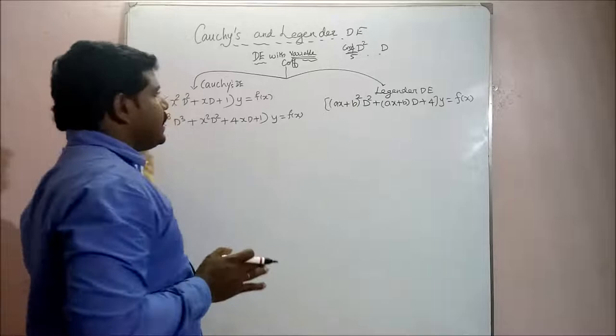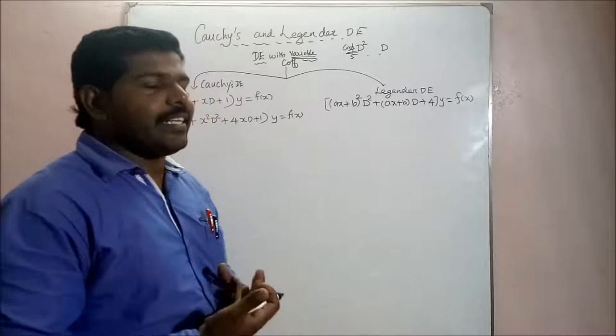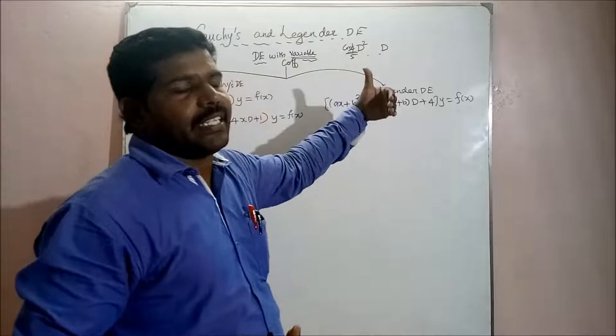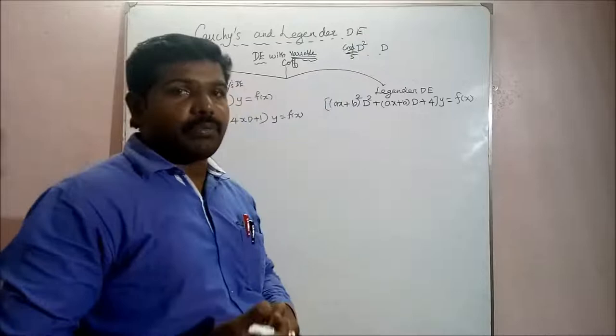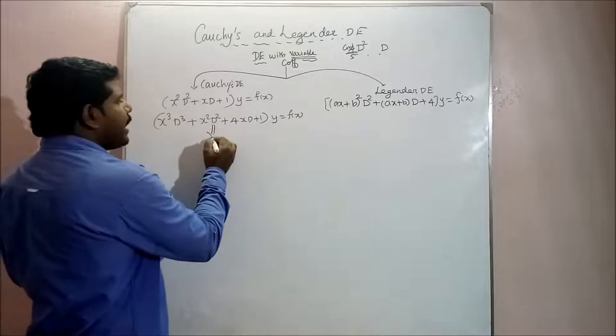So how do we conclude that a differential equation is a Cauchy's differential equation? And how do we conclude that it is a Legendre differential equation? If the coefficients are x square, x cube, it is Cauchy's. If they are ax plus b the whole square, ax plus b the whole cube, it is Legendre. Where ax plus b is, it could be x plus 1, x plus 1 the whole square, x plus 1 the whole cube, or 2x plus 3 the whole square, 2x plus 3. If it is like this, we call it Legendre.